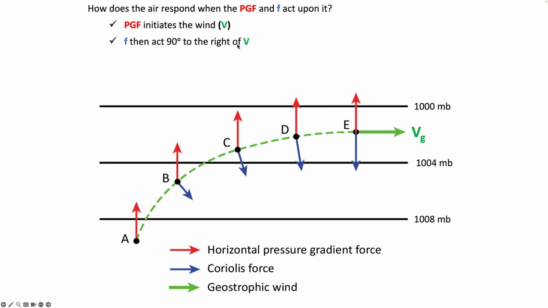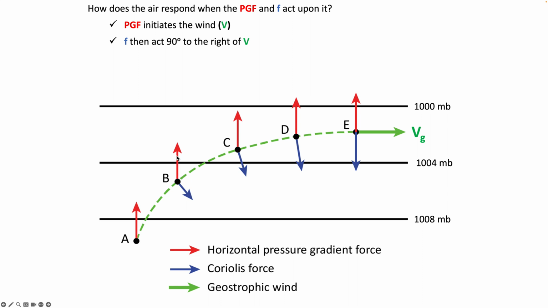And in our class, I'm just going to keep us in the northern hemisphere. We don't live in the southern hemisphere, so I'm going to keep us just in the northern hemisphere. Now, what you'll see at point B, C, and even D is that the pressure gradient force vector is bigger than the Coriolis force vector.